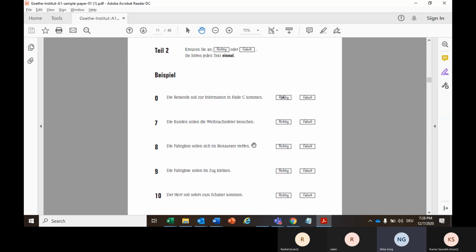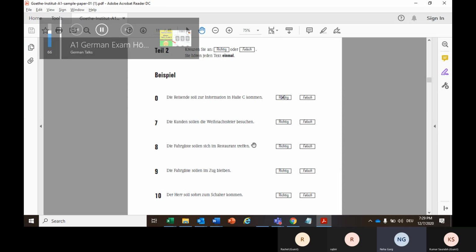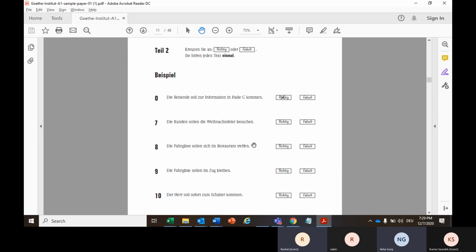Teil 2. Kreuzen Sie an. Richtig oder falsch. Sie hören jeden Text einmal. Beispiel. Frau Katrin Gundlach, angekommen aus Budapest, wird zum Informationsschalter in der Ankunftshalle C gebeten. Frau Gundlach, bitte zum Informationsschalter in der Ankunftshalle C.